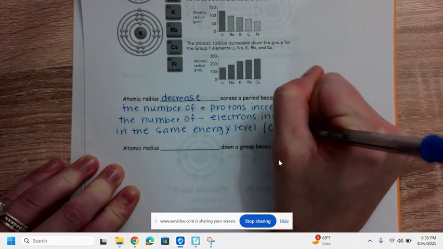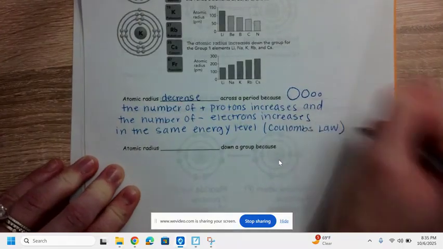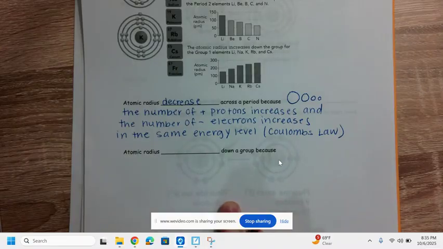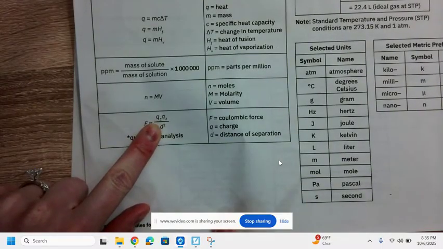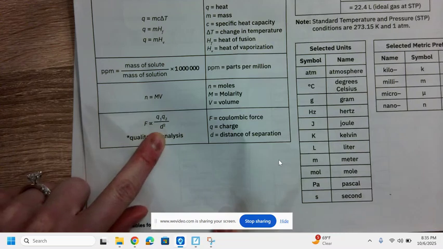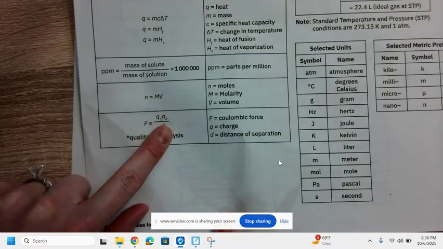So this is Coulomb's law, what we just talked about. So let's bring that back. Remember, Coulomb's law says that the force is directly proportional to the total charges of your two particles. Since in this, we are in the second energy level, the distance isn't a factor. So the greater the charge of the nucleus and those electrons, the greater the electrostatic force.